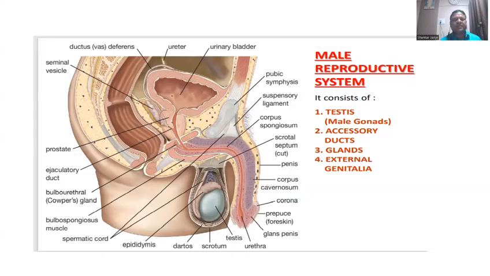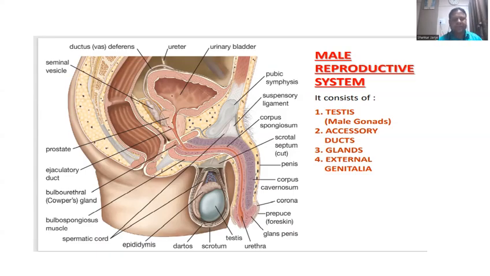Now, the testis is a primary reproductive sex organ present in the scrotum, and it measures about 4 to 5 centimeter in length, 2.5 centimeter breadth, and 3 centimeter thick. It is properly lodged into the scrotal sac. What? Scrotal sac.